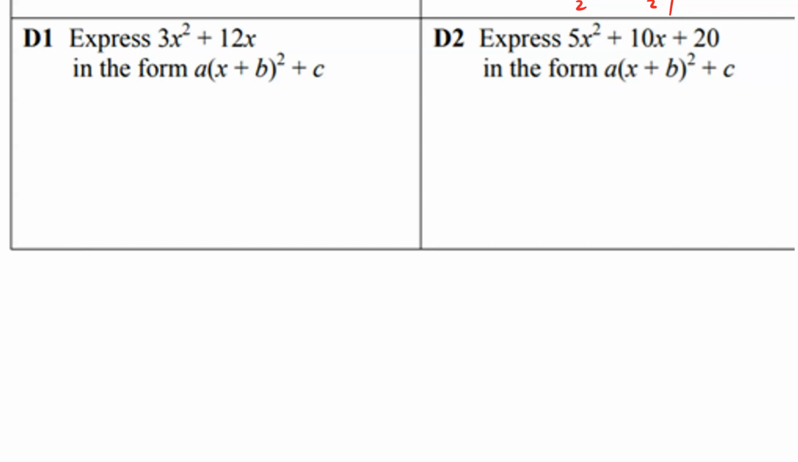Right, hi guys and girls, here is part 2 of the Completing the Square Solutions video. There's only 4 questions left, but they might take a little bit longer to go over, we'll see.